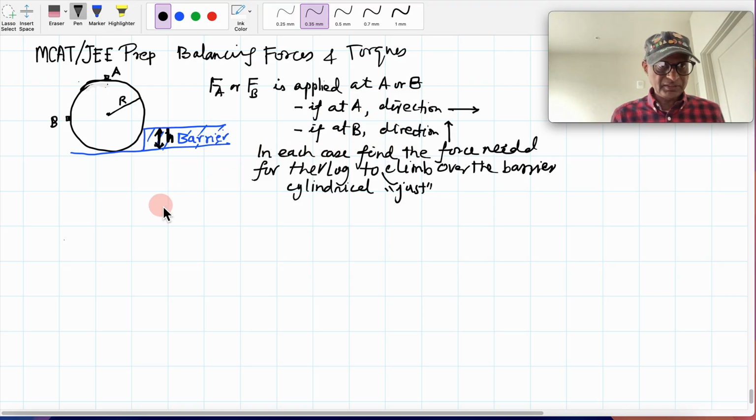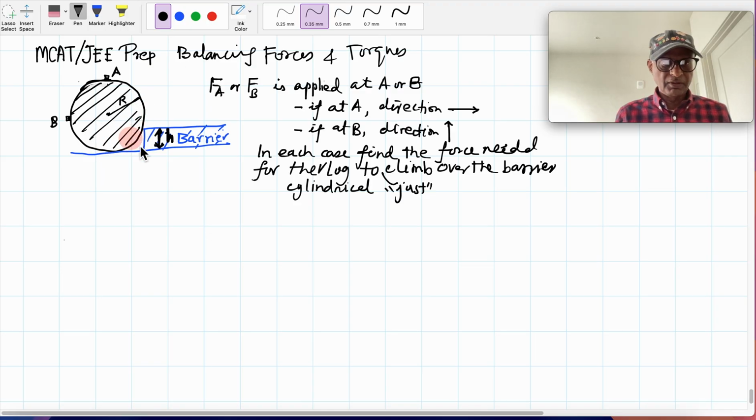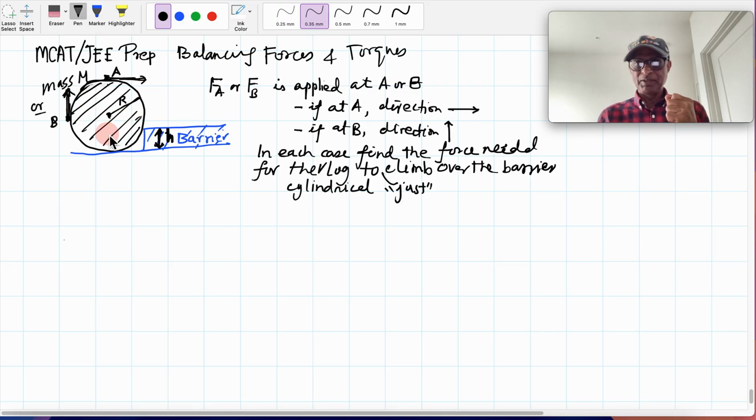Okay, so let's look at this problem. You have this log that is mass m, and it is a cylindrical log. It's coming out, and you're either going to push here, horizontal, like it says, or you're going to push over here. So pushing tangentially either way.